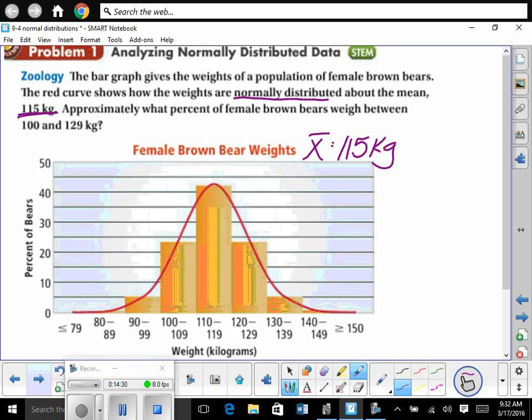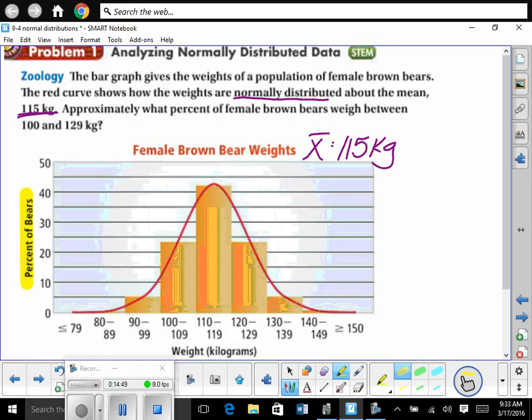Sweet. So it says approximately what percentage of female brown bears weigh between 100 kilograms and 129 kilograms? So look over here. Does everybody see how over here, well, first of all, we have a bell-shaped curve, right? And then over here, we're given the percentages. Is everybody comfortable with that? Okay, sweet. So let's answer this question.